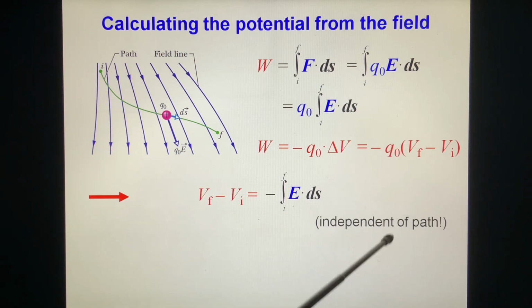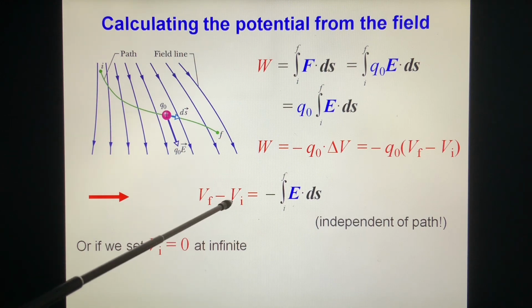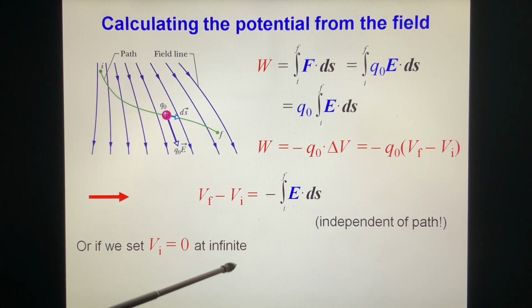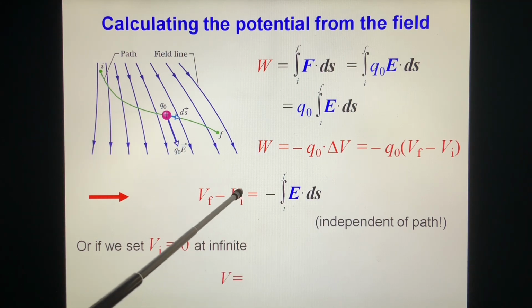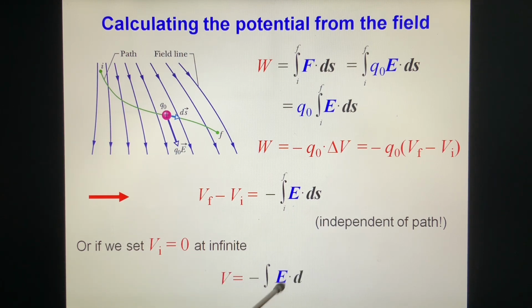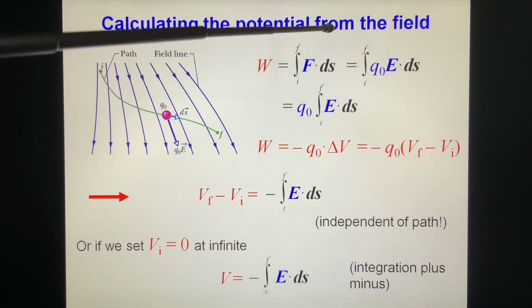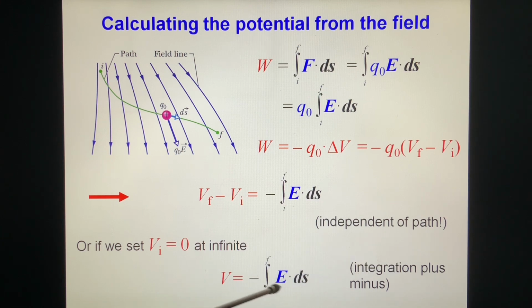This should be independent of the path because electric force is a conservative force. Or we set Vi equal to 0, that is, at infinity. Then the potential V at a point equals minus the integral of E dot ds from infinity to this final point position. This is the relation for calculating the potential from the field, integration plus minus.